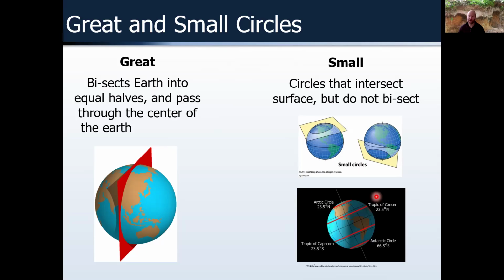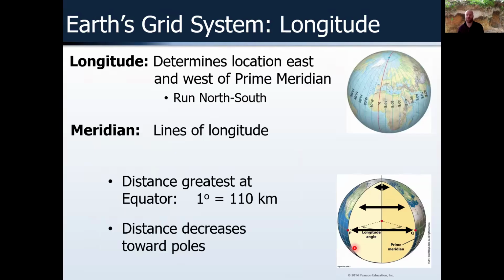So they don't subdivide Earth in half like the equator, but noteworthy small circles that we use for our Earth grid reference system include the Tropic of Cancer, the Arctic Circle, the Tropic of Capricorn, and the Antarctic Circle. And so here are lines of longitude, and then next, lines of latitude.